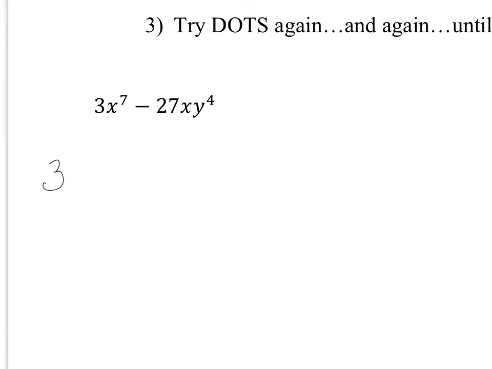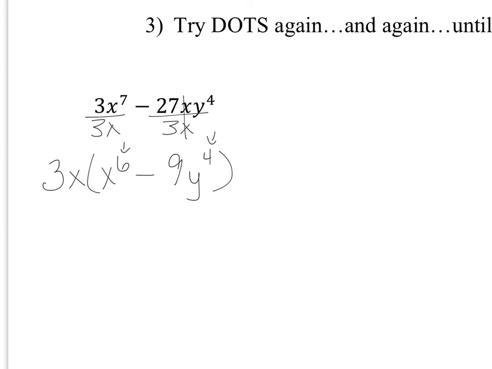3 goes into both. There's an x in both terms and x to the first. So I'm going to first do my GCF. And I'm left with x to the 6th minus 9, y to the 4th. So this is even exponents, so they're perfect squares. 9 is a perfect square number. So leave this, make sure that GCF doesn't disappear, and then we factor using our conjugates.